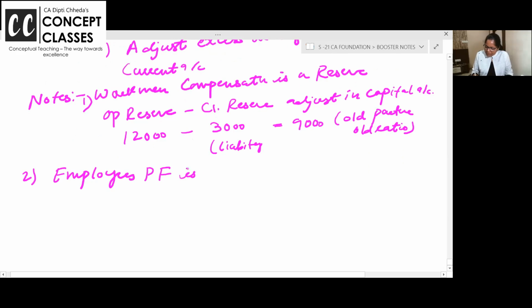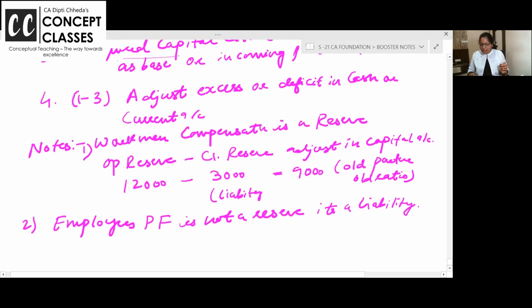Employees Provident Fund is not a reserve. It's a liability. Employees Provident Fund is not a reserve. It's a liability. Okay? All of you have finished writing?